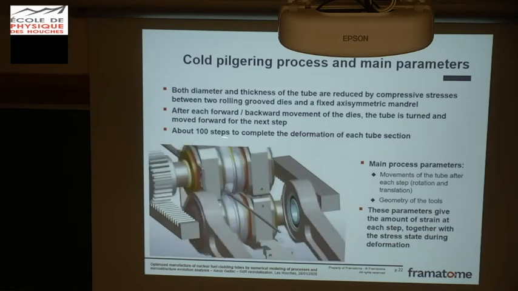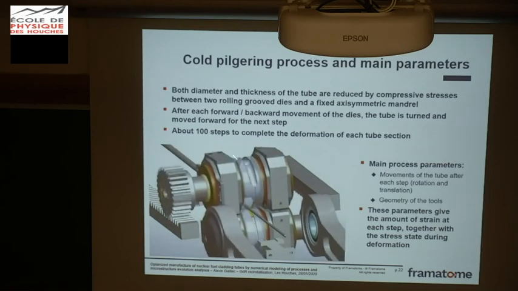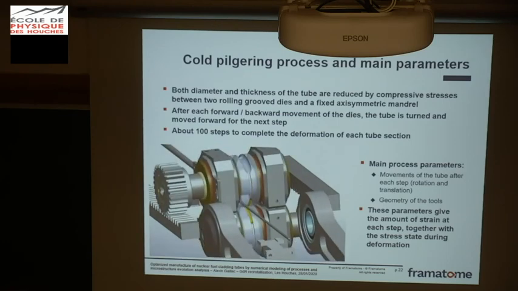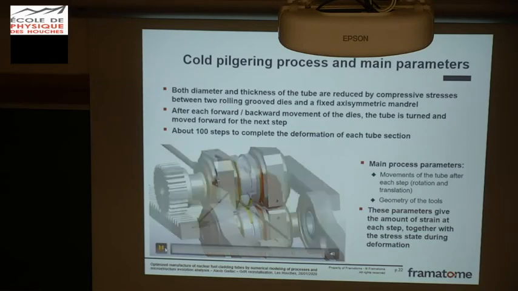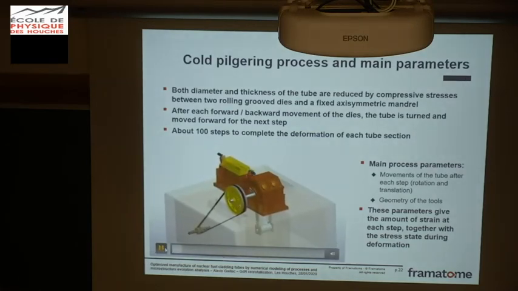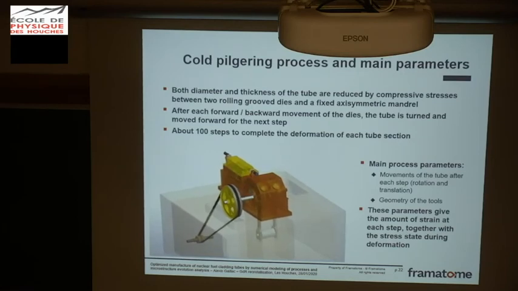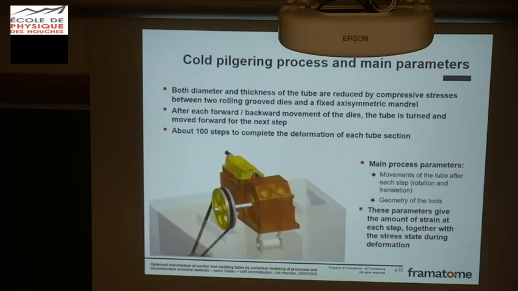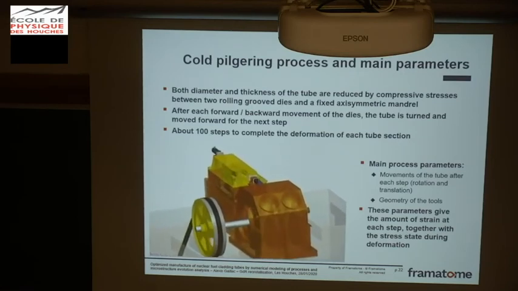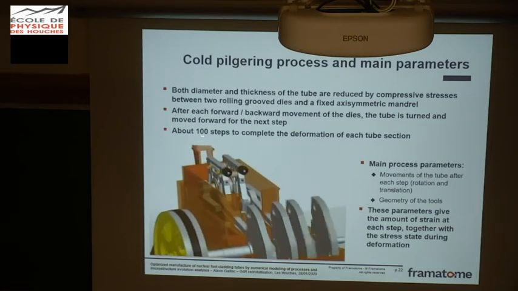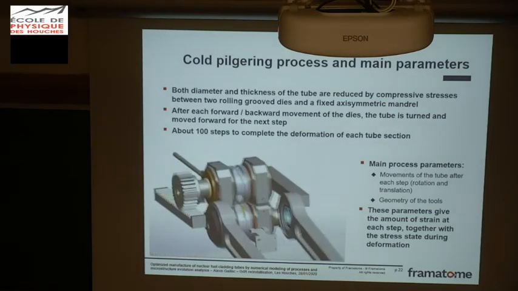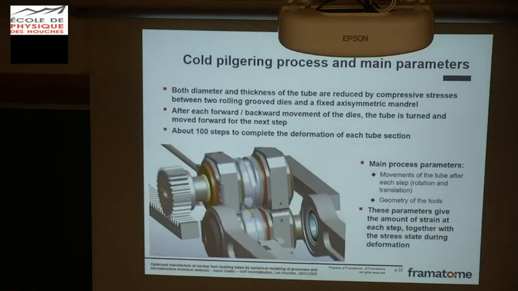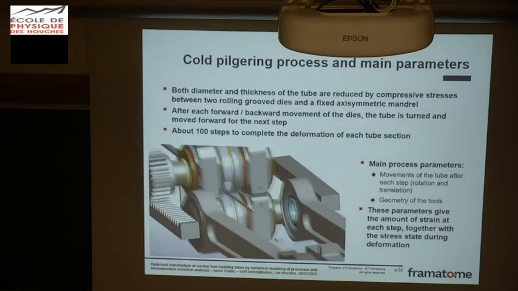In fact, after each forward-backward movement of the dies, the tube is turned and moved forward for the next step. I'll put it again. So it means that if you cut a section of the tube from the beginning to the end of the deformation process, it will see the dies around 100 times. So it's a step-by-step deformation process.